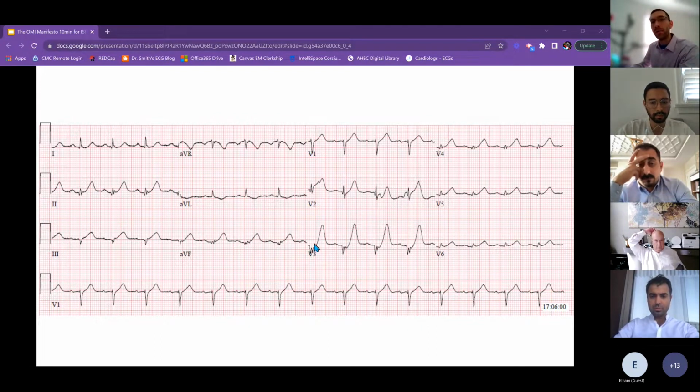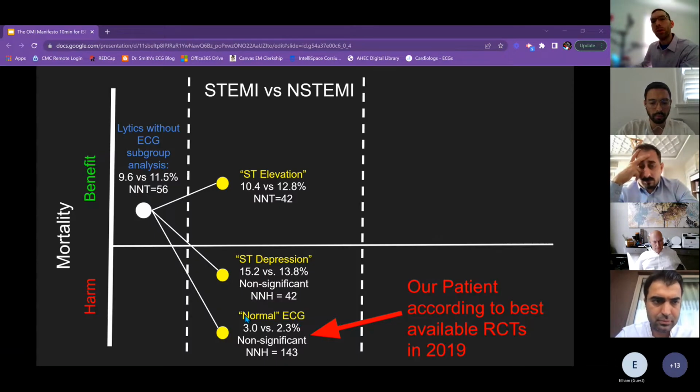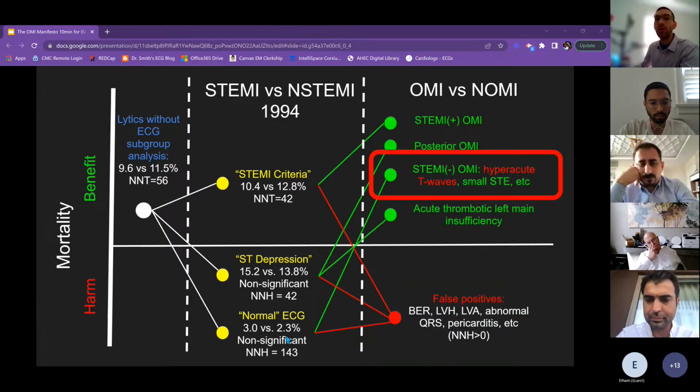So I activated the cath lab, despite having to break the rules of STEMI equals activation of the cath lab. So he goes to the cath lab and he has a full mid LAD occlusion, which is opened up successfully. So this is a patient with acute LAD occlusion that my US guidelines would tell me not to even look for emergently. If I instead used the best available RCT evidence, I would be told that this patient who has a quote normal EKG would get mortality harm from thrombolytics. Well, we all know this is not true.